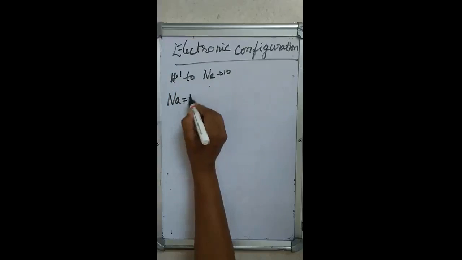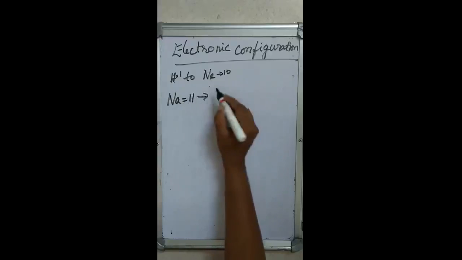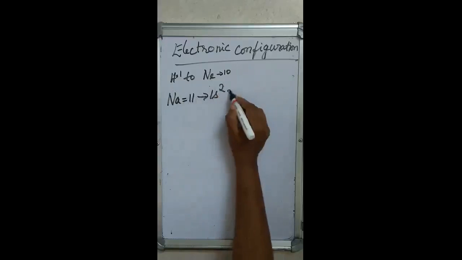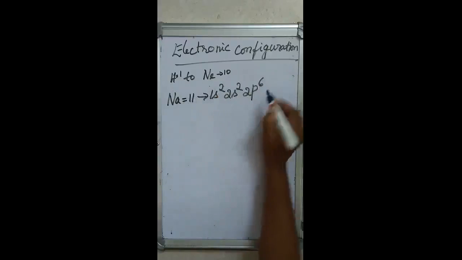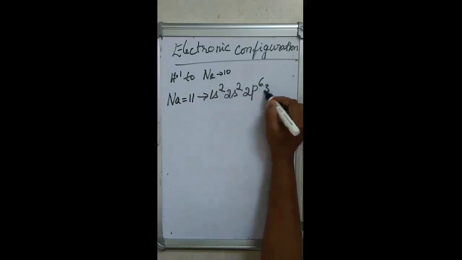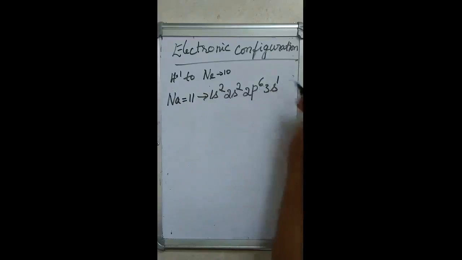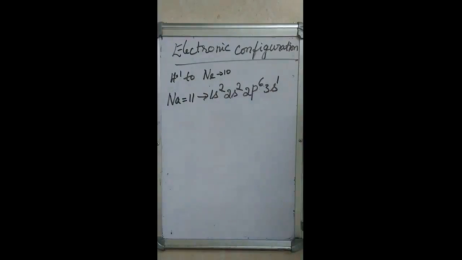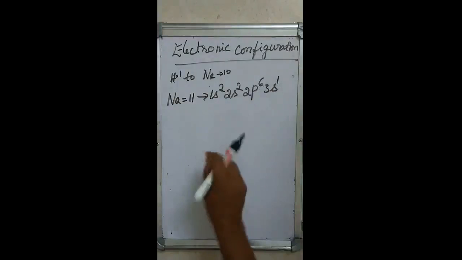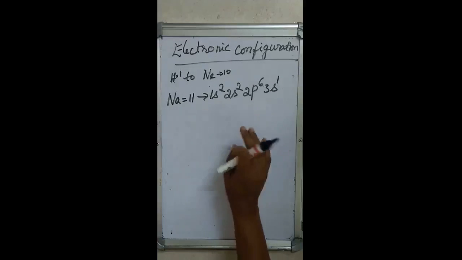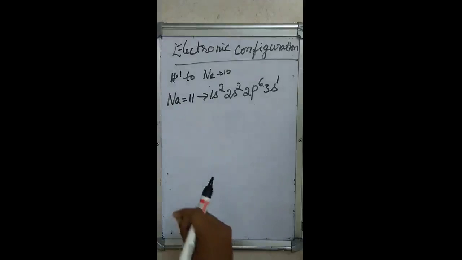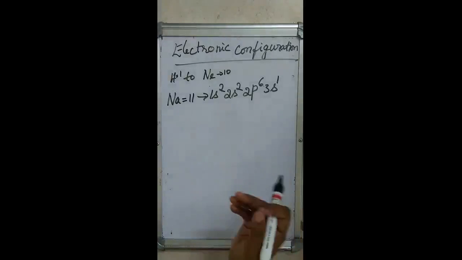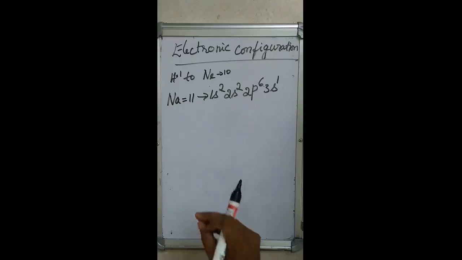Now sodium atomic number is 11. So how to fill? 1s2, 2s2, 2p6. Now that is 10, so one more electron I should write, that is 3s1. While I explain, please write it down in your notebook or rough book again and again, so that you can understand more clearly. Then you have to practice.